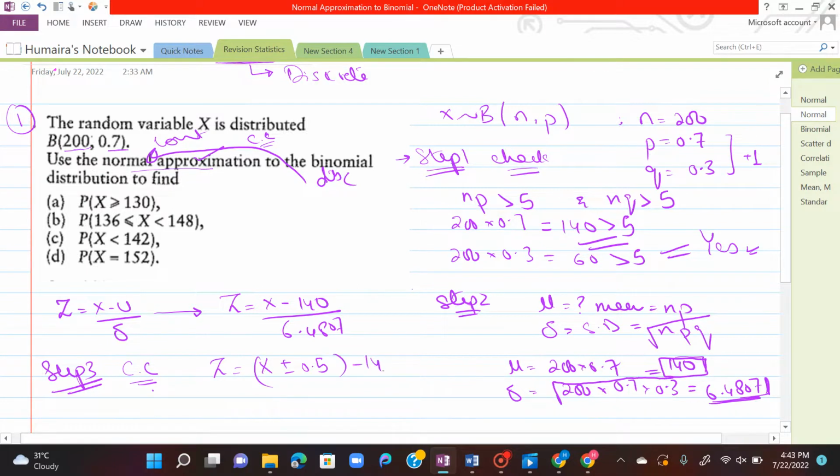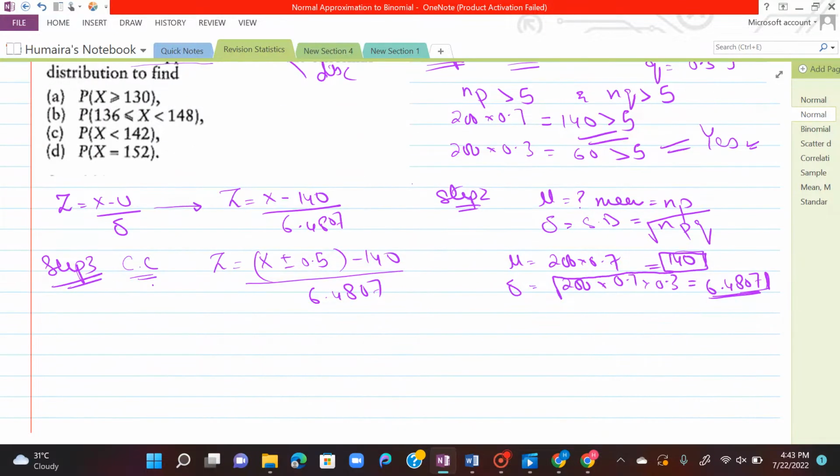That's all about the approximation. You just need to carry on with the 3 steps. What are those 3 steps? Firstly, you have to do this check. Second, find mu and sigma. And third, whatever question is given, do it by applying the continuity correction in it. Now let's do part A.